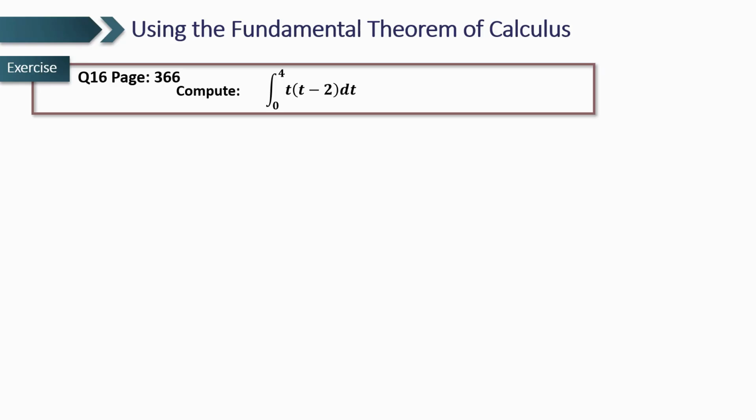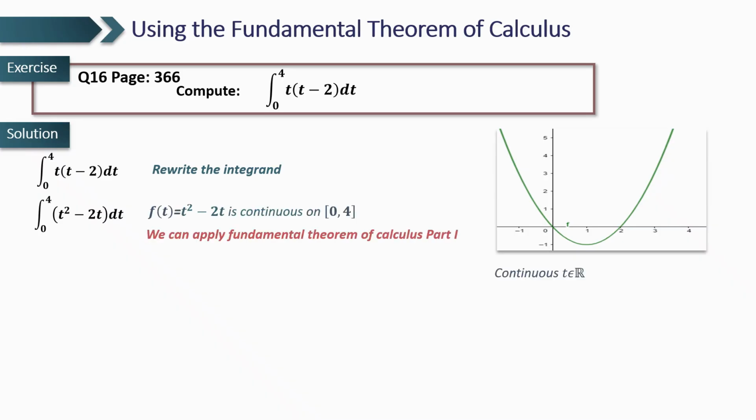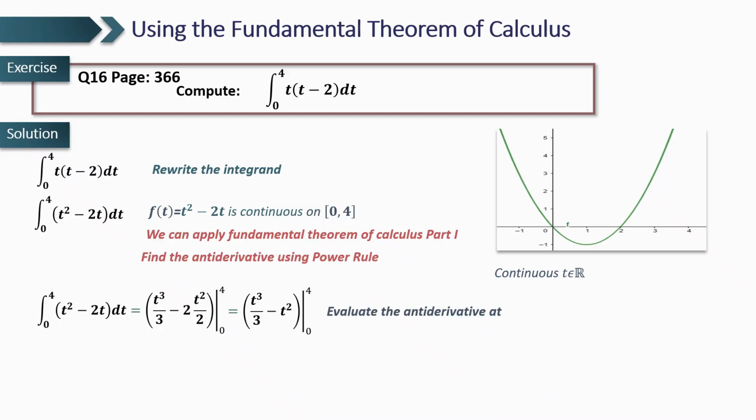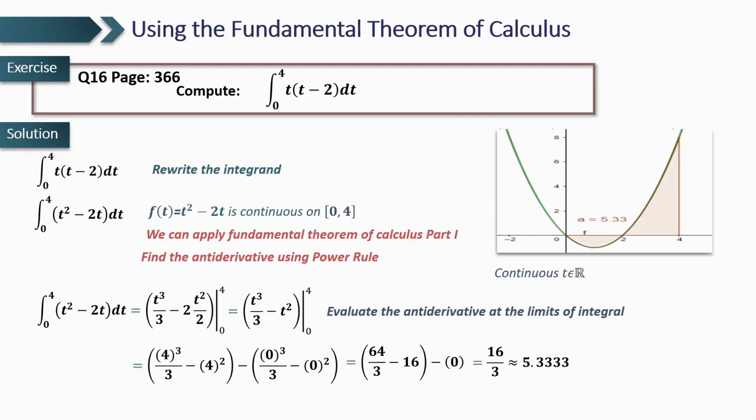Let's try out this question. You can merge t and t minus 2 to get t square minus 2t by opening the bracket. Then we can integrate. You'll be getting t cubed by 3 minus 2t square by 2. Substitute your upper limit 4 and your lower limit 0. And so you get your answer as 5.333.